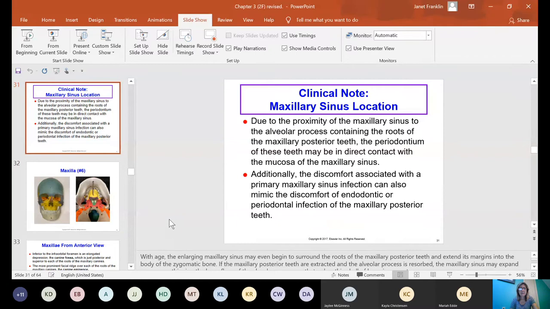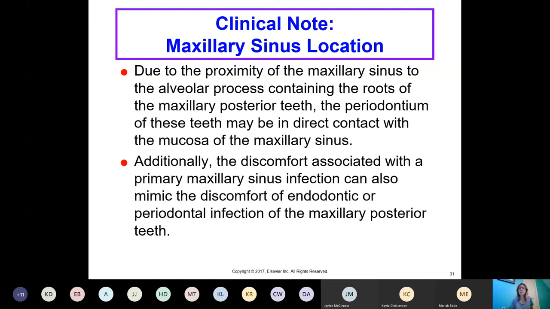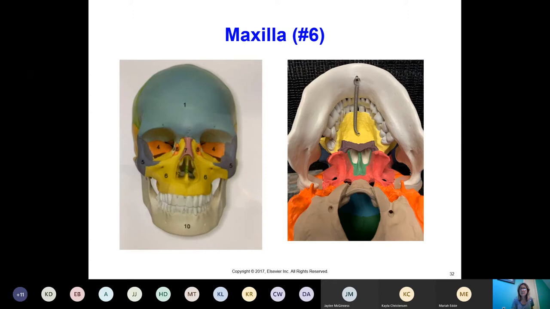Okay, so due to the proximity, we already went over the maxillary sinus, and you can see bone number 6 is the maxilla. So it's a big bone. It goes in pretty deep. It covers a lot of surface area.